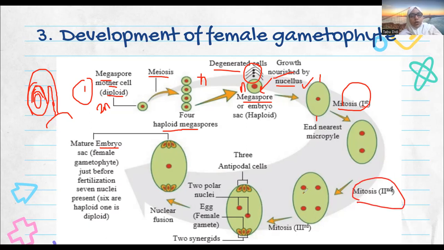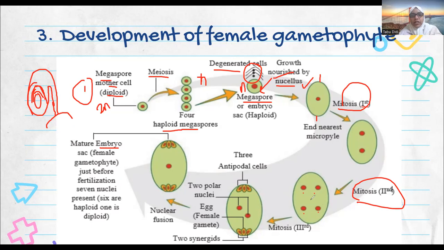So this results into 1, 2, 3, 4. Okay, then this will further undergo mitotic division. Now 4 into 4 will give you what? Sorry, 4 into 2 will give you 8 cell stage. So total 8 nuclei are formed.